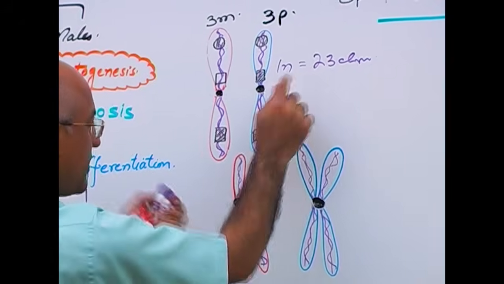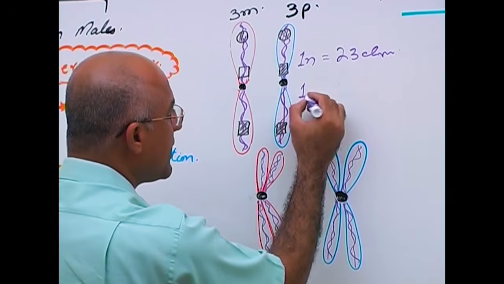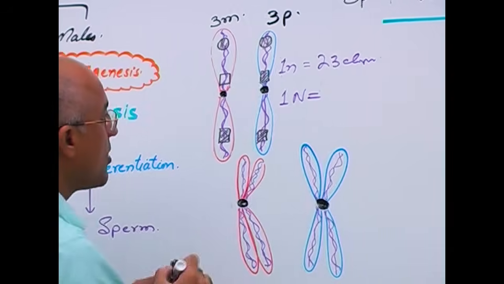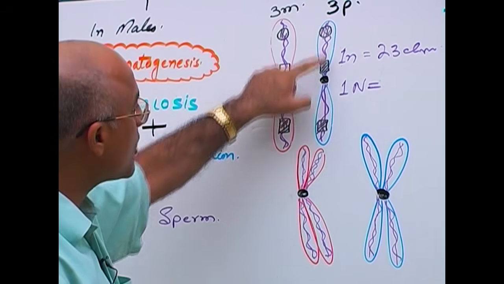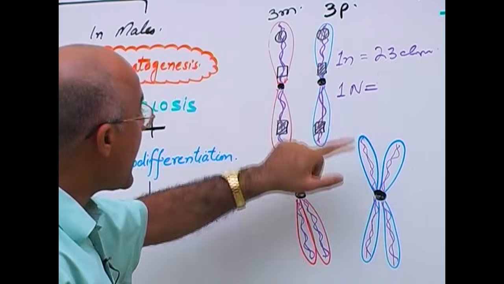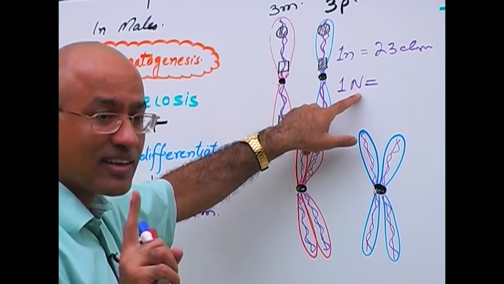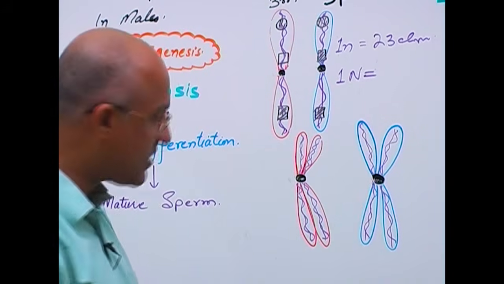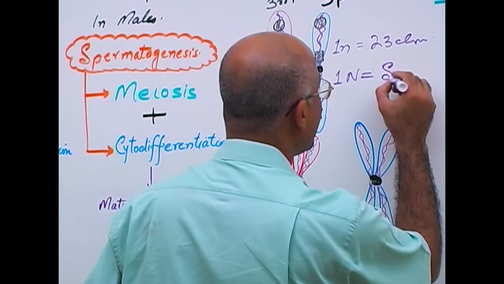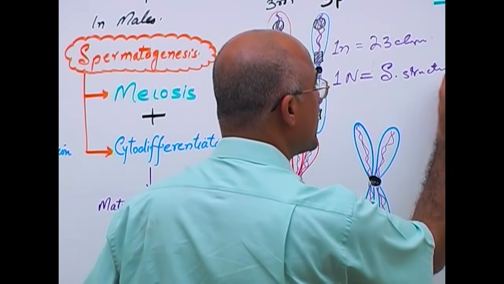This is not only 1 small n, it is 1 small n and it is 1 capital N. Now, when I say it is 1 small n situation, it means there are 23 paternal chromosomes. And if I say 1 capital N, it means it is single, all 23 chromosomes are single structured. What is this? Single chromatid or single structured chromosomes.